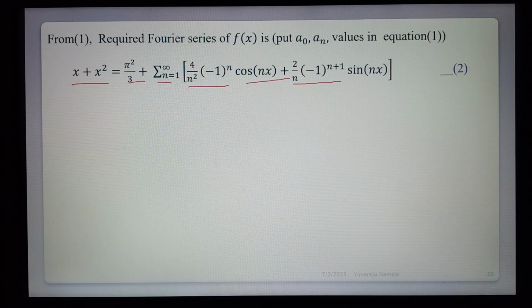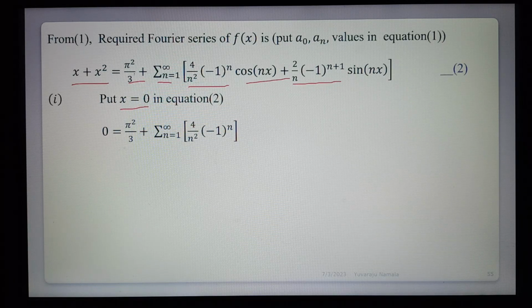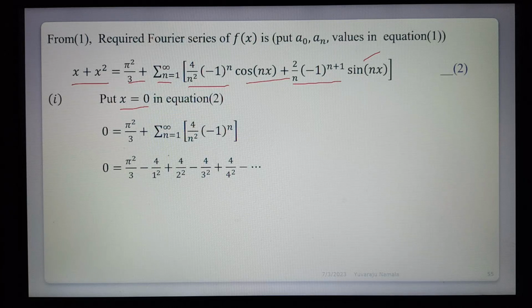So now using this series we have to show the two equations. For proving the first one, in equation 2 substituting x equal to 0. x equal to 0 means 0 is equal to pi squared by 3 plus summation n equal to 1 to infinity 4 by n squared into minus 1 power n cos 0, which is 1, because sin 0 is 0. Expand the series: 0 is equal to pi squared by 3 minus, expanding n equal to 1, 4 by 1 squared, n equal to 2, plus 4 by 2 squared, minus 4 by 3 squared plus 4 by 4 squared, and so on.